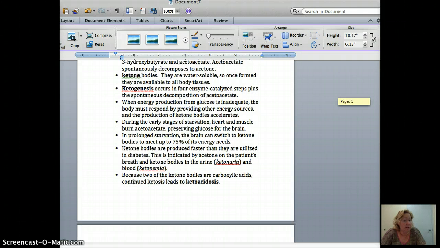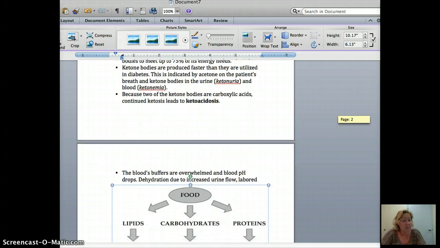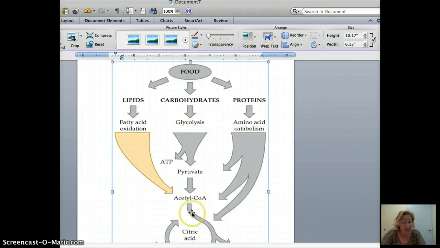It produces ketone bodies, and during the early stages of starvation, you can do this for a long time. In prolonged starvation, the brain can switch to ketone bodies and meet up to 75% of its needs. Ketone bodies are produced faster in diabetes. This is indicated by acetone on the patient's breath. This is why sometimes people smell like alcohol. It's because they're producing ketone bodies. And so the carbohydrates, how we got that in, that's the preferred way to do it.